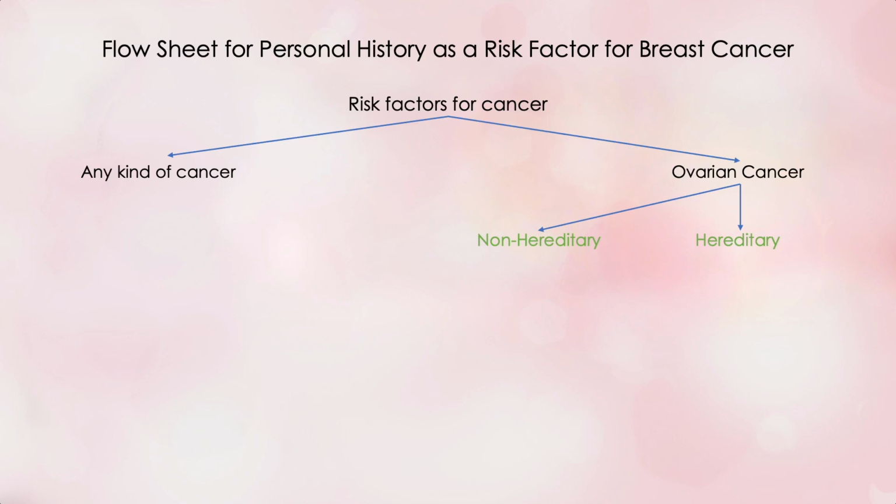Now I've added a personal history of ovarian cancer as the second aspect of personal history that is a risk factor for breast cancer. And I've drawn an arrow from risk factors for cancer to ovarian cancer. I've also divided ovarian cancer into hereditary and non-hereditary categories.